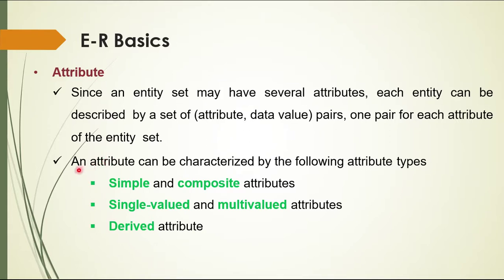Clear? Now an attribute can be characterized by the following attribute types. The first type is simple, second is composite, third is single value, fourth is multi value, and fifth is derived attributes.